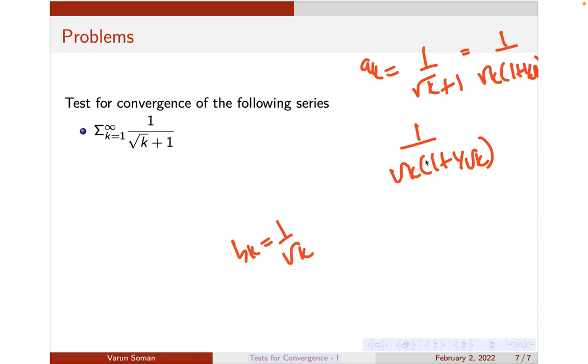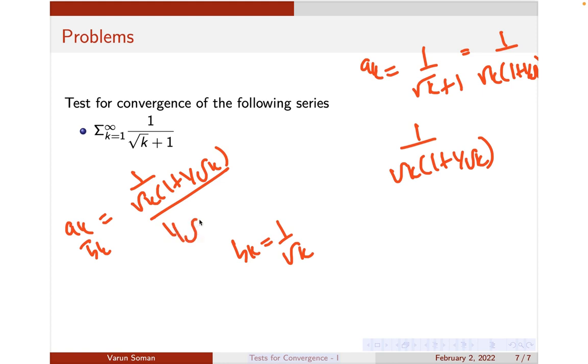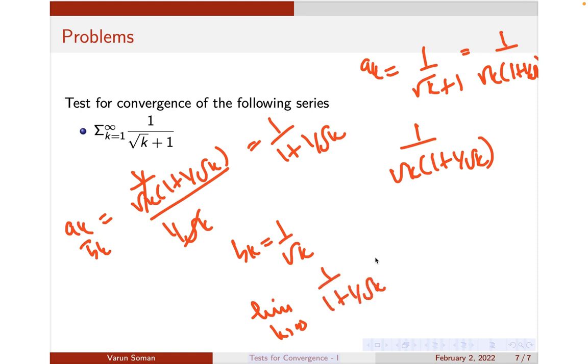Now if you consider ak by bk, what will you get? You will get 1 by root k into 1 plus 1 by root k for ak, divided by 1 by root k. This will get cancelled out, and you will get simply 1 by 1 plus 1 by root k. Now if you take the limit as k tends to infinity of 1 by 1 plus 1 by root k, this will be equal to 1, because root k goes to infinity, so 1 by root k goes to 0. So you get the limit as 1, which is a fixed and finite value, which means ak and bk will converge or diverge together.